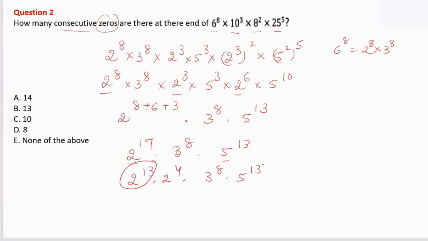If powers are the same, bases will be multiplied. So it will become 10 raised to power 13, 2 raised to power 4 and 3 raised to power 8. When I multiply any number with 10 raised to power 13, how many zeros will be there? 13 zeros will be there, right? So 13 will be my answer.